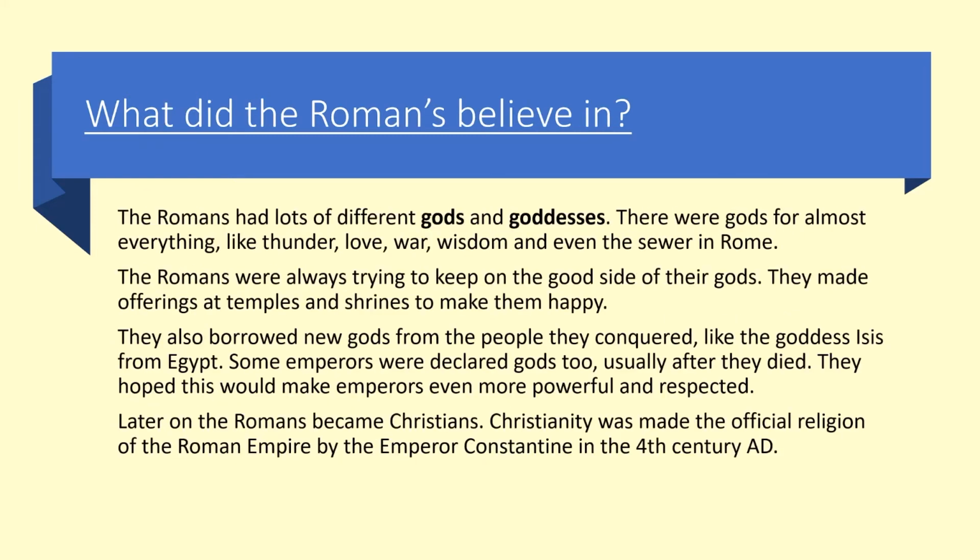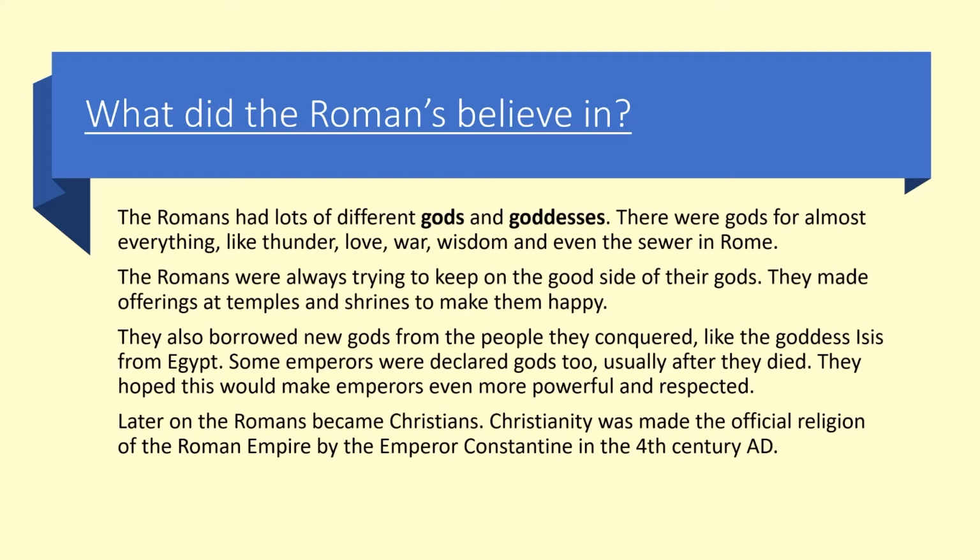So, Romans had lots of different beliefs. To do with religion, they believed in lots of different gods and goddesses. They didn't just have one god. There were gods for almost everything, like thunder, love, war, wisdom, even the sewer in Rome. Lots of different aspects of life had a different god or goddess in charge of them, so to speak. The Romans were always trying to keep the gods on their side and keep the gods happy.